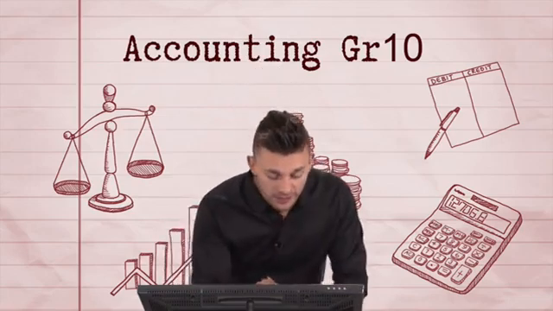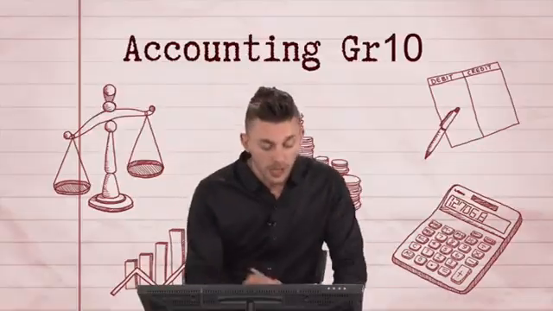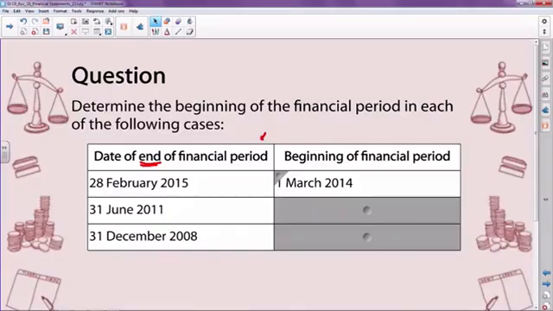Now, if I look at this, the end of the year is 28 February 2015. So therefore, the next day will be the 1st of March. And then the beginning of the year will be 2014. If you count from the 1st of March 2014 to 28 February 2015, you will see it's 12 months. The next one. The next day will be the 1st of July, the previous year, 2010, and there you have it. But now this one.